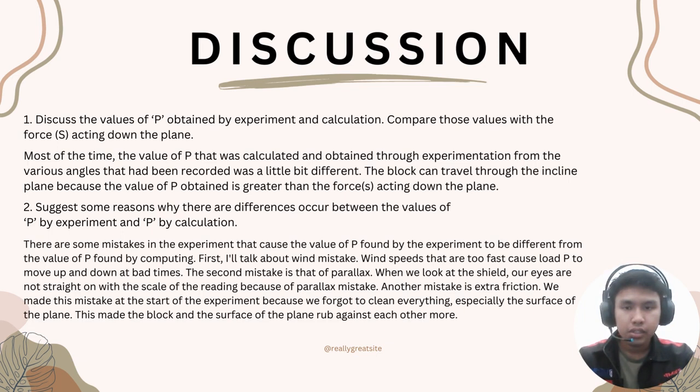The third mistake is extra friction. We made the mistake at the start of the experiment because we forgot to clean everything, especially the surface of the plane. This made the block and the surface rub against each other more.